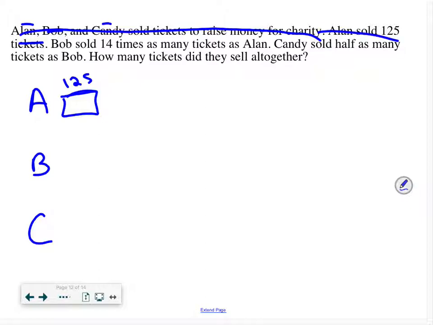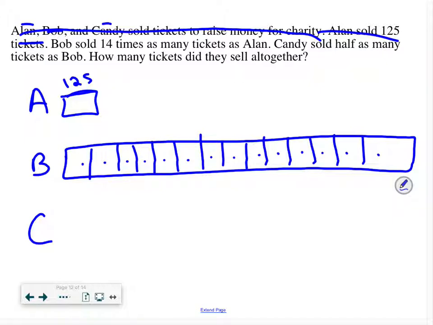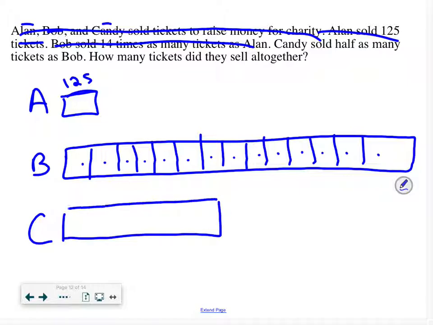Bob sold 14 times as many. That means that Bob sold a lot. 1, 2, 3, 4, 5, 6, 7, 8, 9, 10, 11, 12, 13, 14. There we go. Cool. Candy sold half as many as Bob. Well, hang on. If Bob has 14, what's half of 14? I know that's 7, so that must mean that Candy sold 7 boxes. I'm going to try to line it up so it looks right.